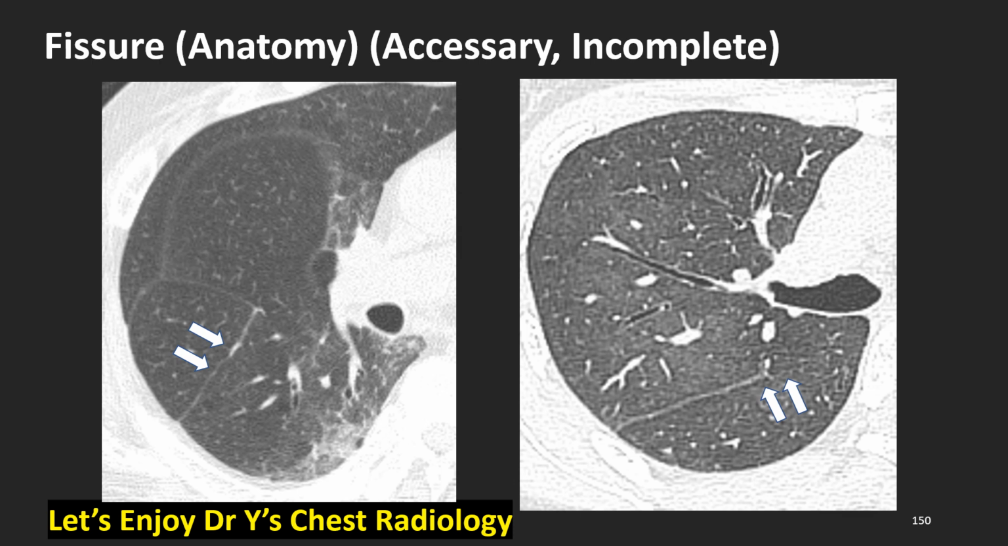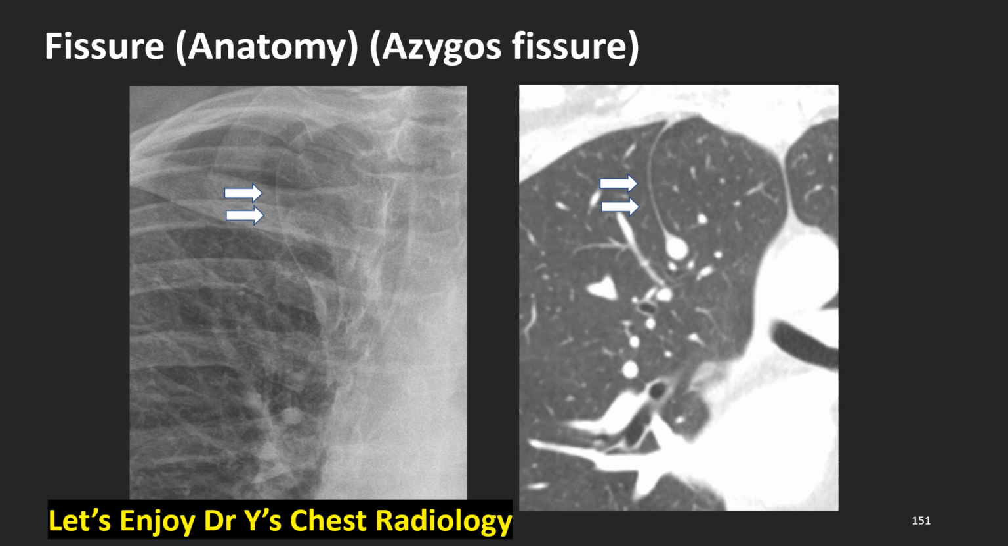Fissure anatomy, accessory and incomplete fissure. On your left side, arrows indicate accessory fissure. On your right side, arrows indicate incomplete fissure of the right major fissure. Fissure anatomy, azygous fissure. Arrows indicate azygous fissure.